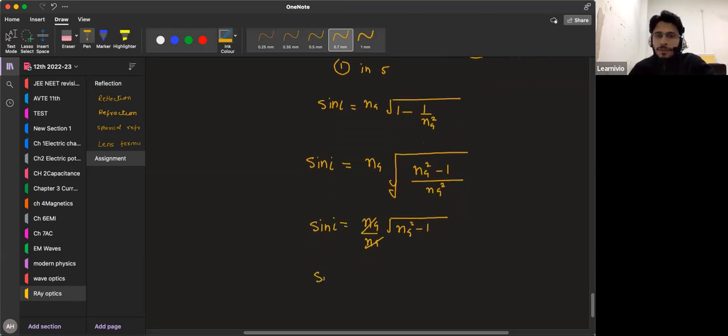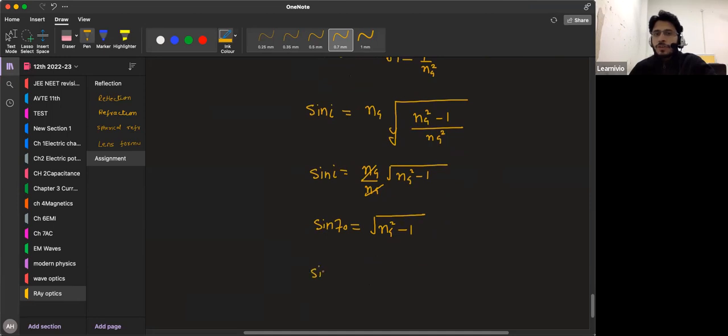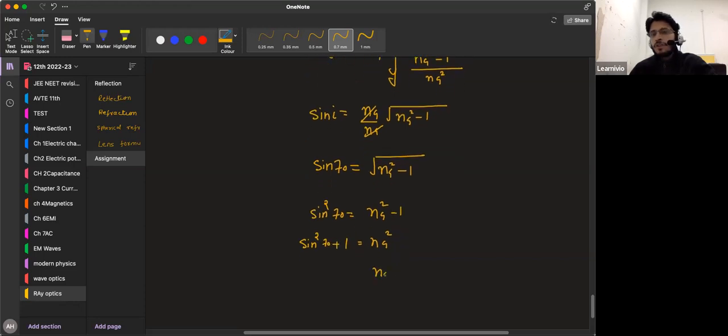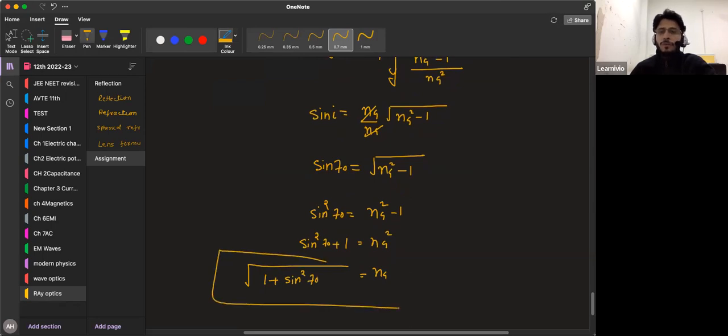So I is given as 70. In numericals, if 70 is given, then you will be given the value of sin 70. So you can take square on both the sides. You have sin square 70 degree, which is ng square minus 1. So from here, you can write that ng square is sin square 70 plus 1. So now you have ng, the refractive index of glass, is root over 1 plus sin square 70.